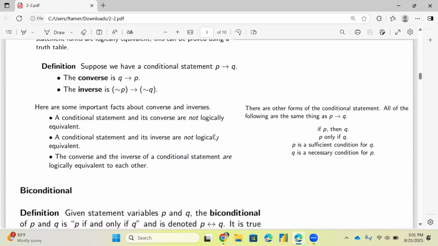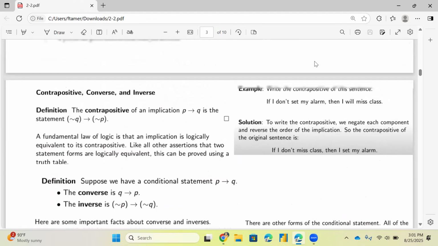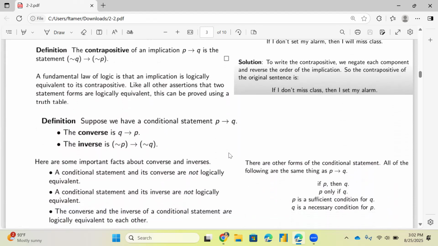Here are some other important facts about converse and inverses. A conditional statement and its converse are not logically equivalent. A conditional statement and its inverse are not logically equivalent. The converse and the inverse of a conditional statement are logically equivalent to each other. So the converse and inverse, by their truth table, are logically equivalent to each other. And remember, the fundamental law of logic says that an implication is logically equivalent to its contrapositive.